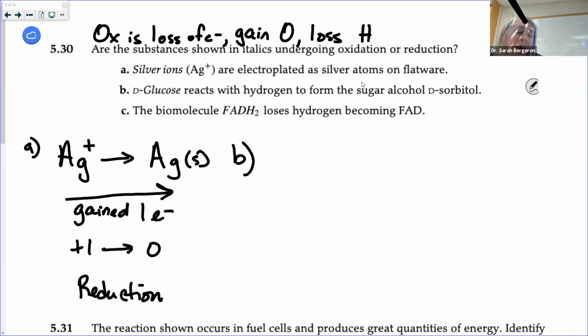D-glucose reacts with hydrogen to form the sugar alcohol D-sorbitol. Do you have to know the structure or the formula of any of this? No, not necessarily. So let's do it without writing any formulas. So I'm going to have D-glucose reacts with hydrogen. How do I write that?